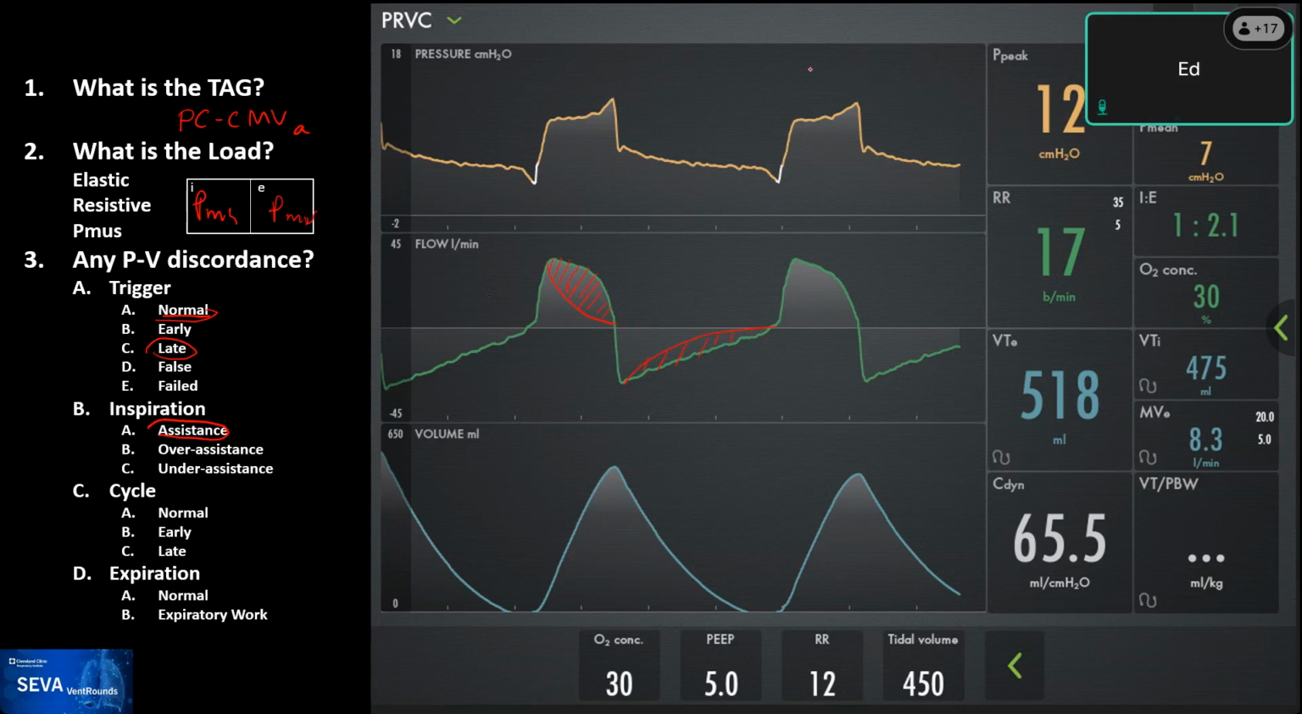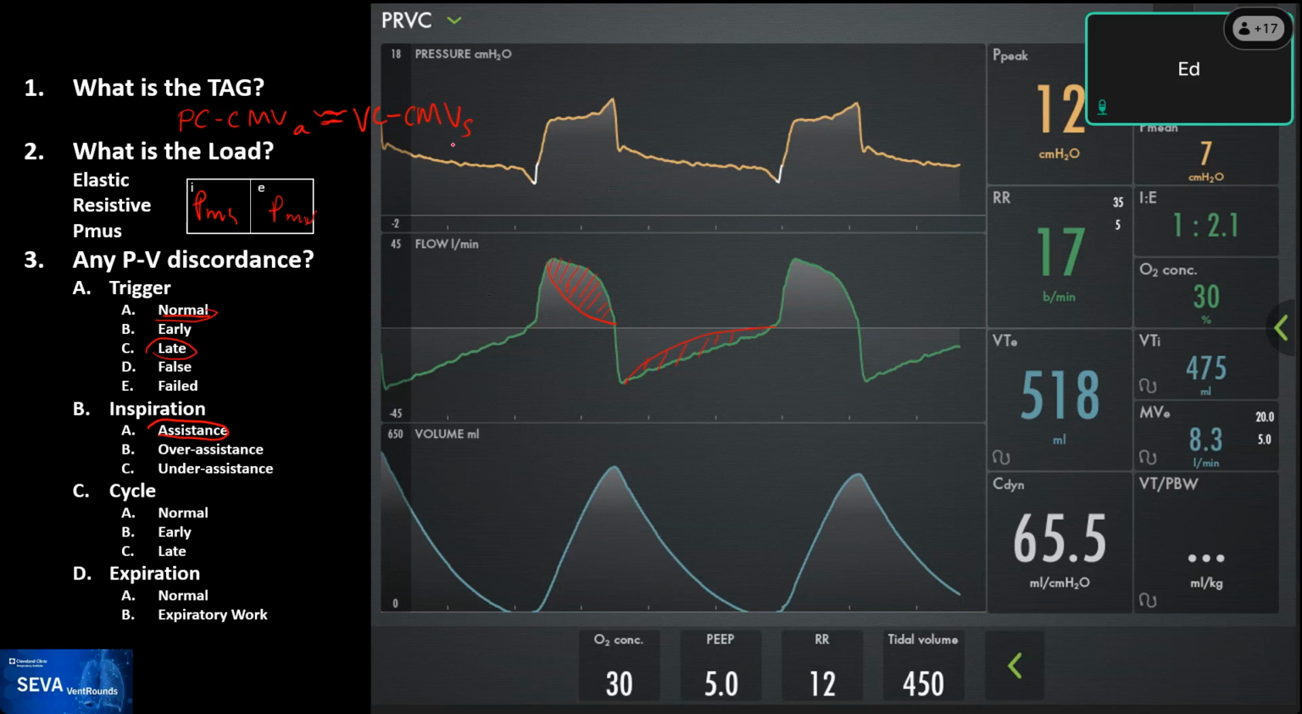And I would also highlight that this mode, PC-CMVs, behaves almost the same as volume controlled CMVs. And so just for you to be aware, okay? All right. When you say it behaves almost the same, what you mean is as the PMUS goes up, the airway pressure goes down, Pvent goes down. Exactly, exactly.